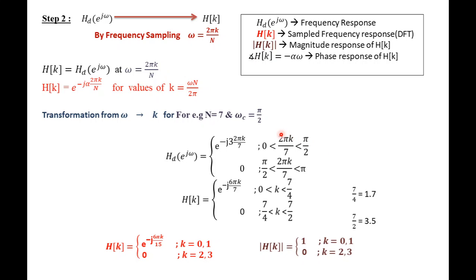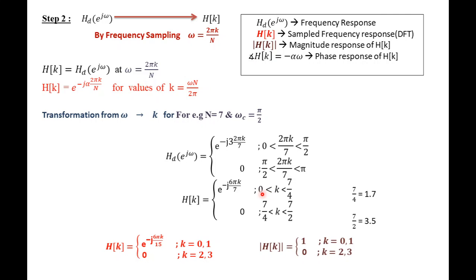And each value of omega is 2 pi k by 7, from 0 to pi by 2. Again here the response is 0 from pi by 2 to pi, and omega is replaced by 2 pi k by 7. Further simplification gives e power minus j 6 pi k divided by 7. The value of k, if you simplify, just cross multiply, we get 0 to 7 by 4, and again greater than 7 by 4 and lesser than 7 by 2. The value of k is an integer and it should be discretized.